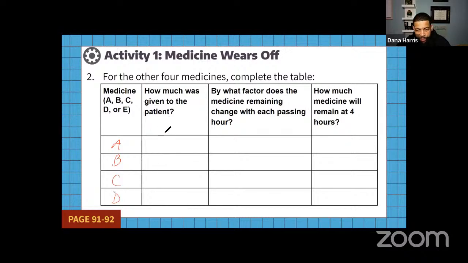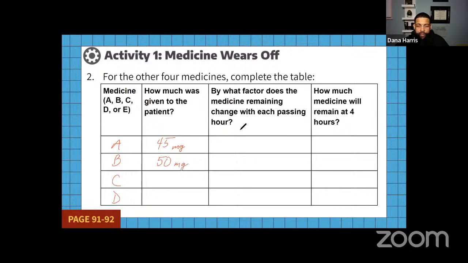How much was given to the patient? That's the initial value or the y-intercept or the vertical intercept. Those are the 3 different ways we say that. So this is 45 milligrams. This one is 50 milligrams.